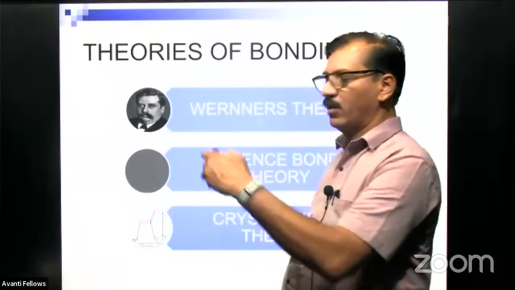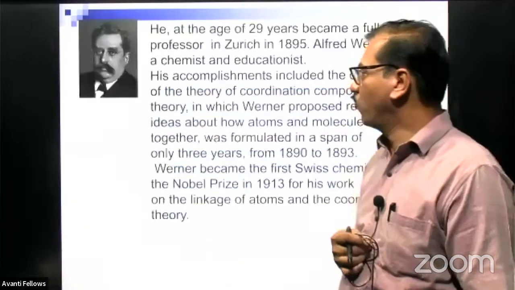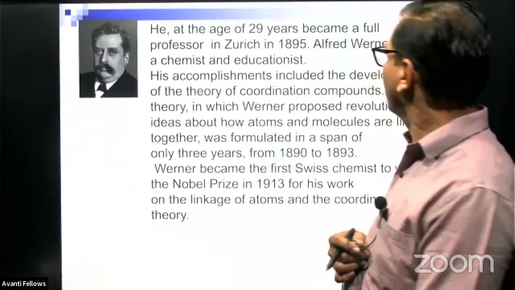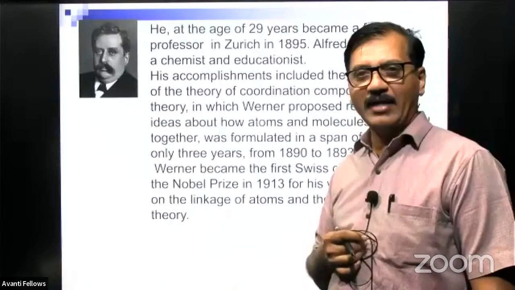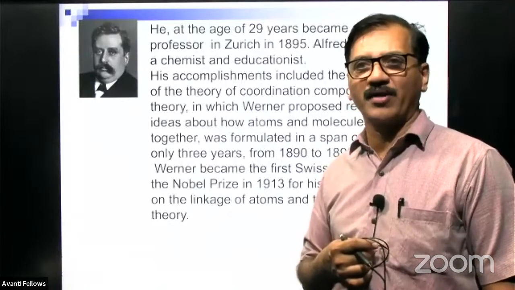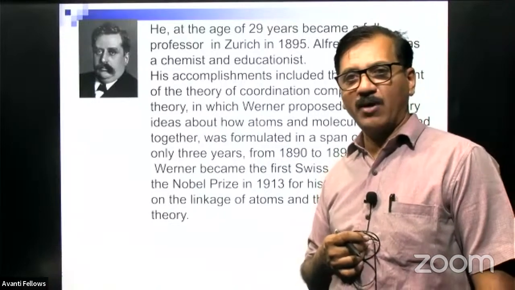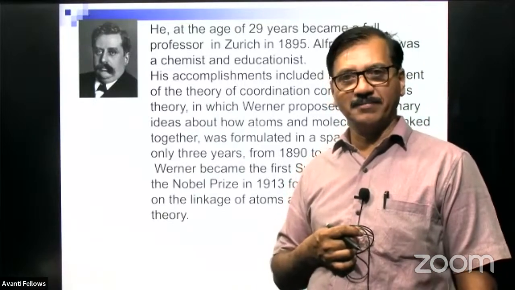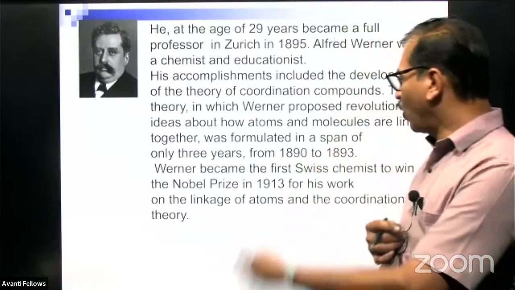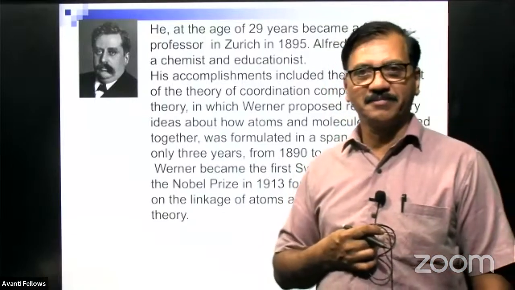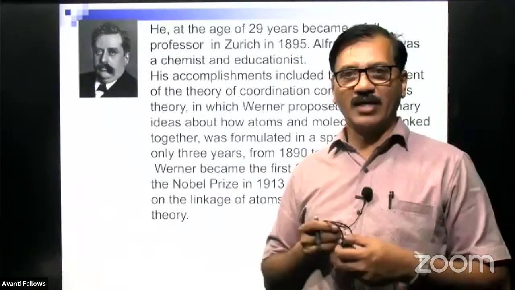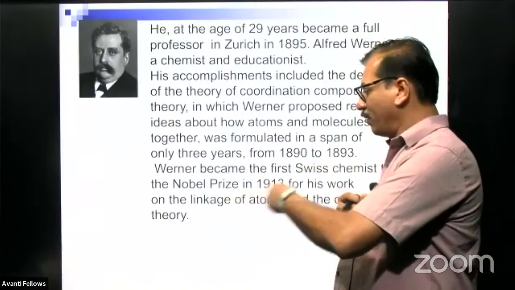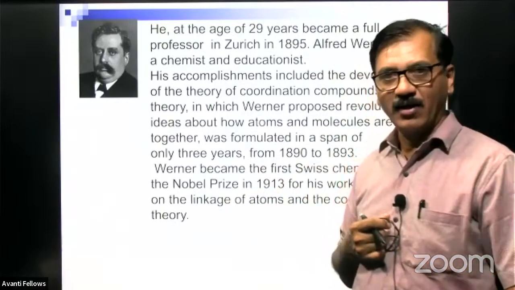Alfred Werner became a full-time professor at a very young age, 29 years. He did extensive work on coordination compounds when people did not know anything about them, and he got a Nobel Prize in 1913 for that. It's interesting to know his life history, his hard work, and what earned him the Nobel Prize.